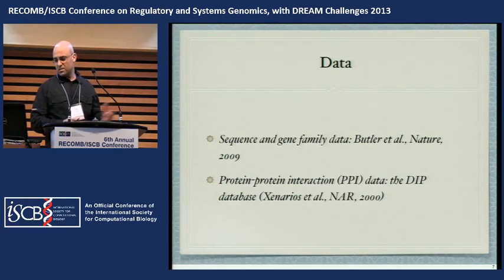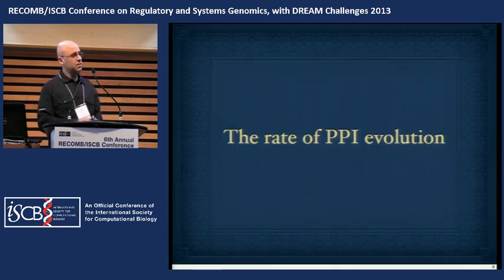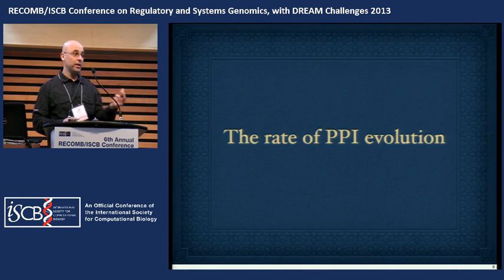We got the sequence and gene family data from the study of Butler et al. That was published in Nature in 2009. And for the protein interaction network, we looked at the yeast PPI network from the DIP database. Okay, so the first question we wanted to look at is the rate of protein-protein interaction evolution. So what is the rate at which edges or interactions between pairs of proteins come and go in these networks?